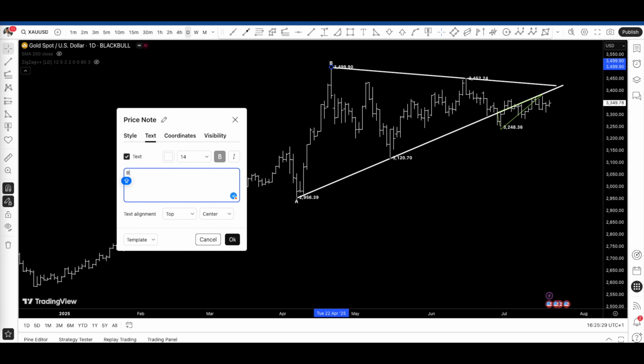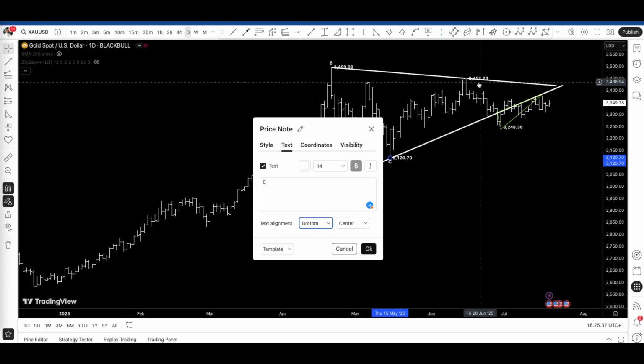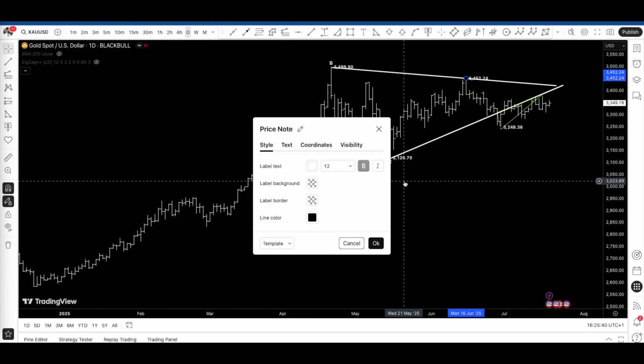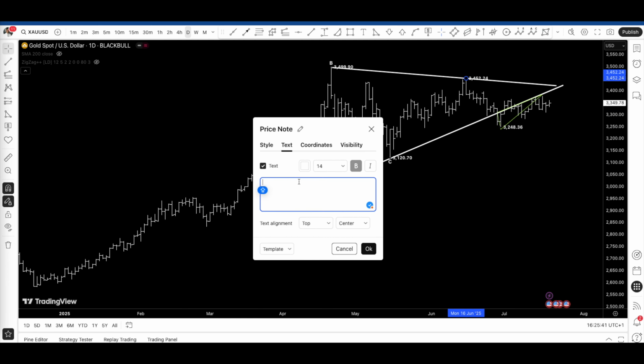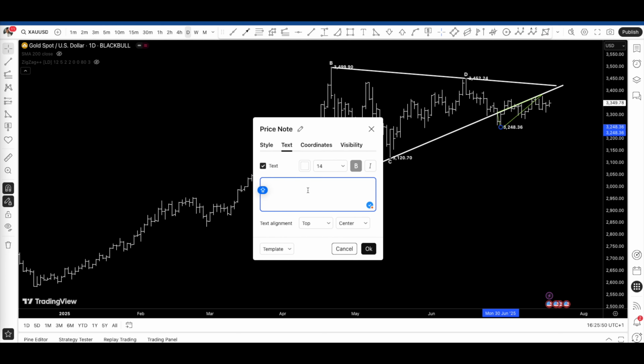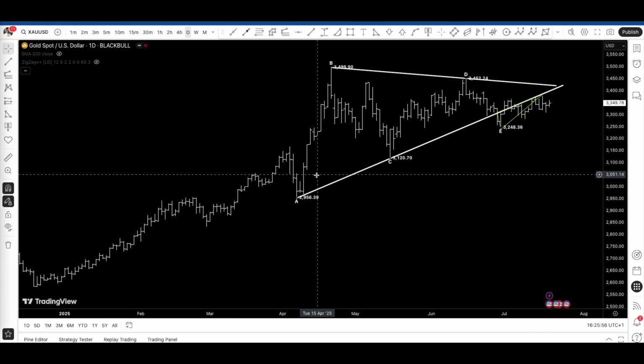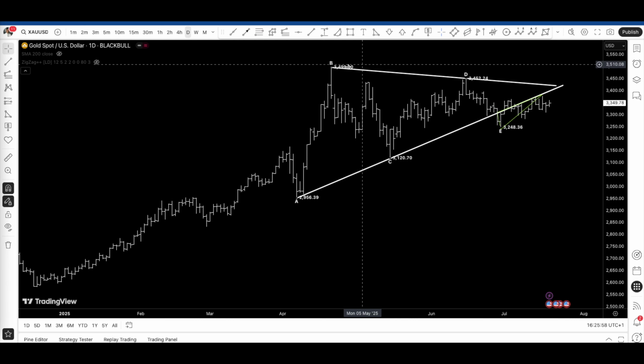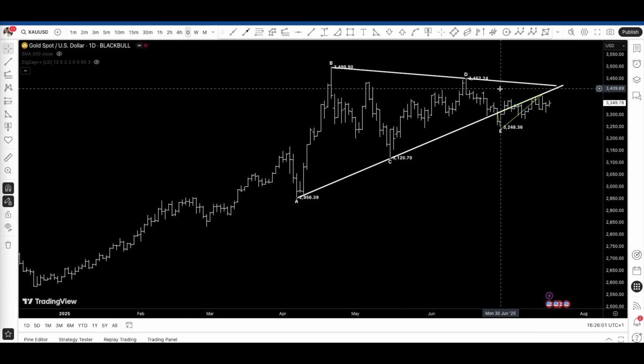So A, B, C, D, and then we have the E, and the E tends to be always on the fake out side. It should look like A, C, E, and then B, D. So that is normally how symmetrical triangles tend to look when I draw them.